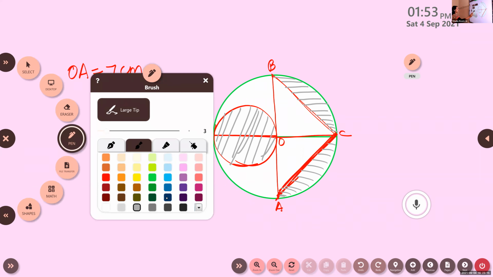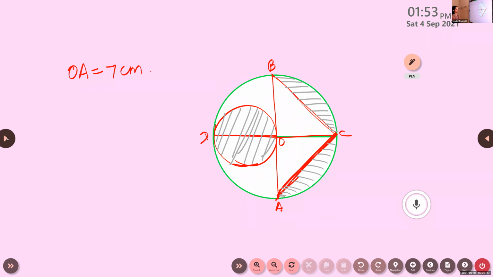How to do this? AB and CD are two diameters, where OA is given as 7 centimeter. OD is the diameter of the smaller circle. We are asked to find the area of the shaded part. How will you find the area of this shaded part?